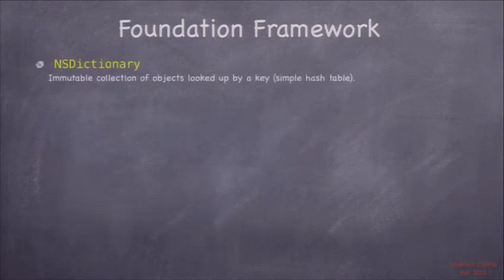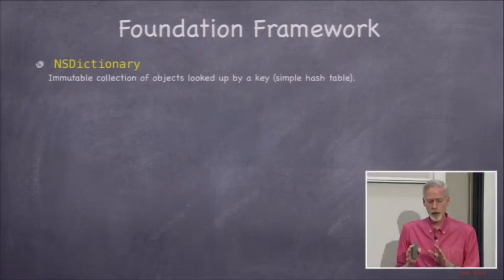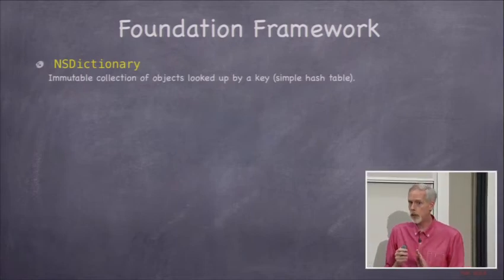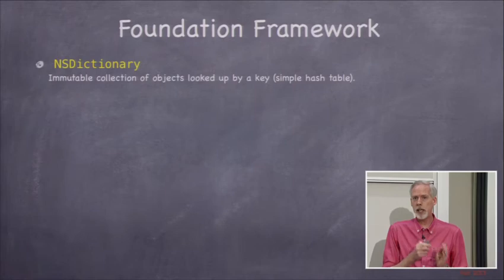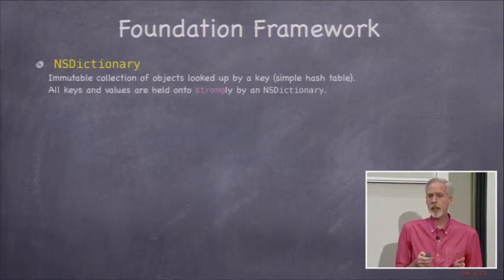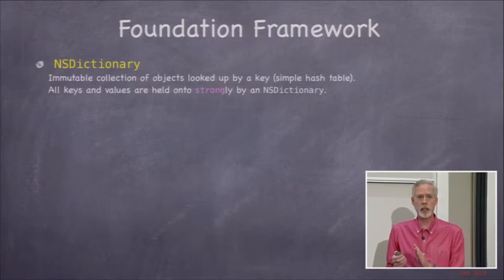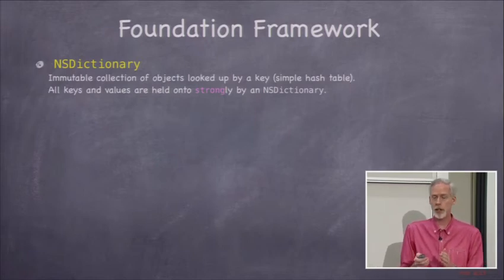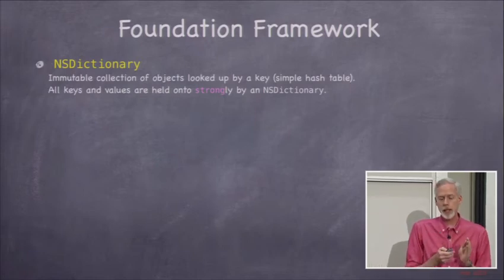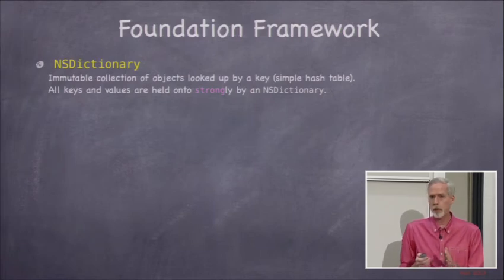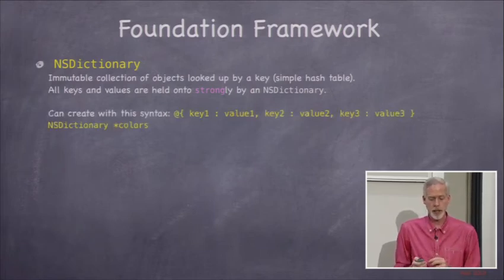Okay, dictionary. This is probably the second most important collection class behind array. It's an immutable collection of key-value pairs. It's like a hash table. All the keys and values are held onto strongly. So if they're in there as a key or a value, then they're in the heap, and they stay in there as long as the dictionary stays in the heap. The keys and values obviously are both objects. We'll talk about what the key has to do to be a key in a second here.